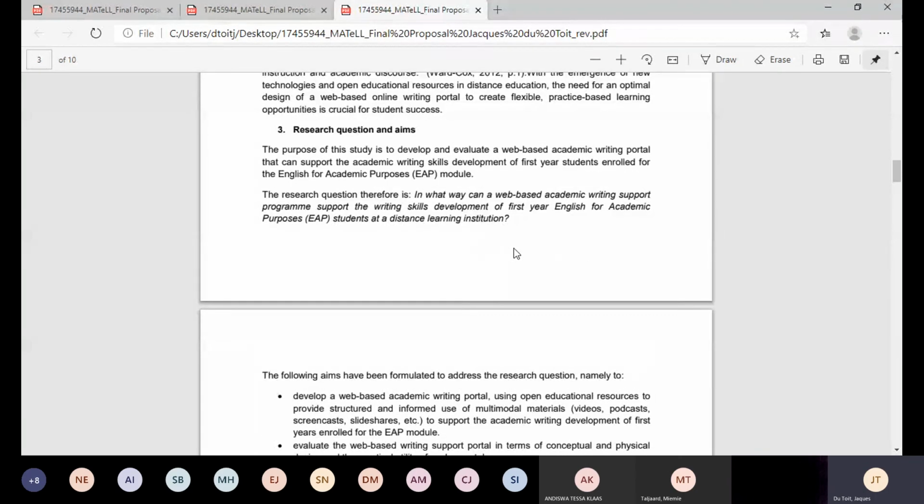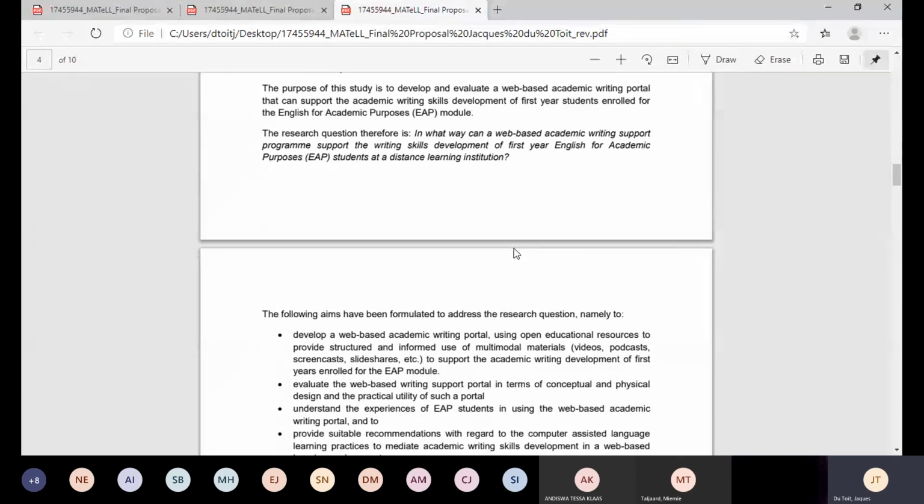In this case, I had my research question to say what the purpose of the study was. And the research question always ends with a question mark. And that is what I wanted to know, even though it sounds very simple or very simplistic.